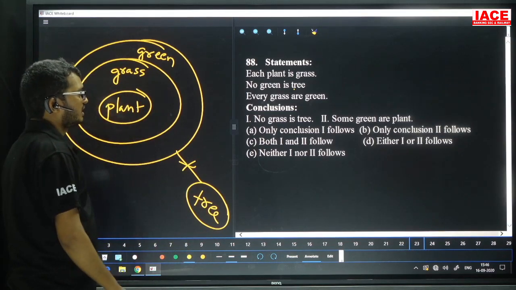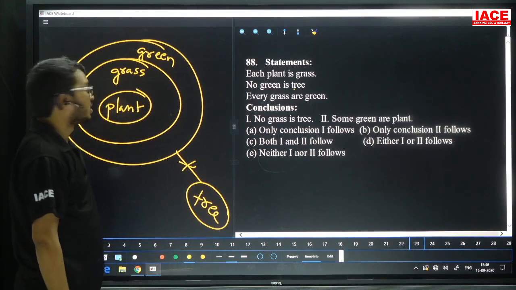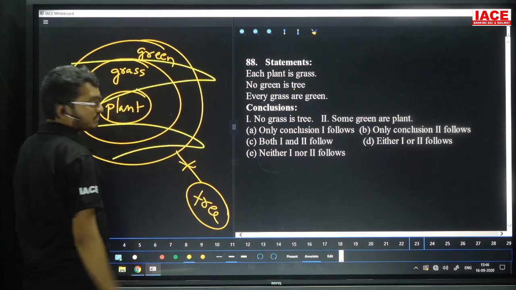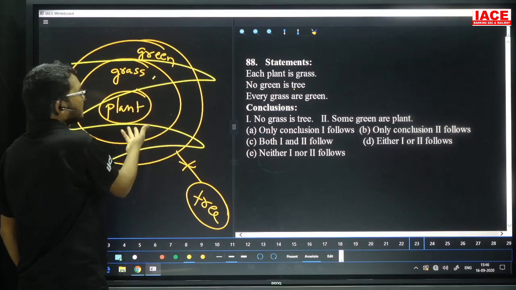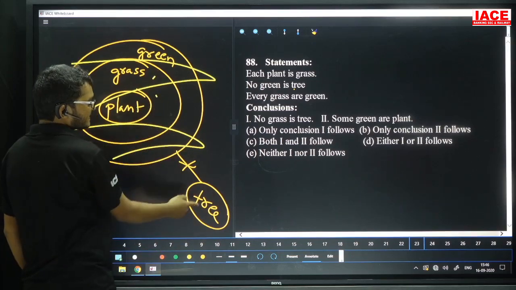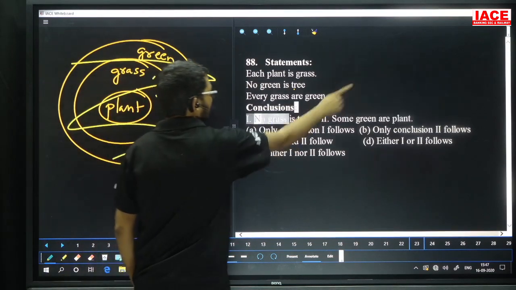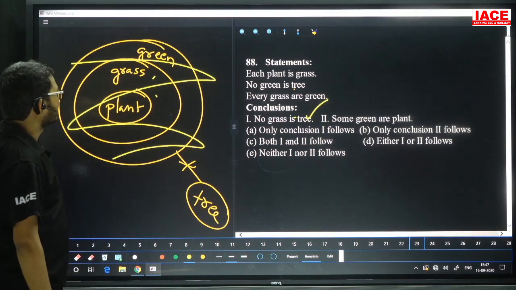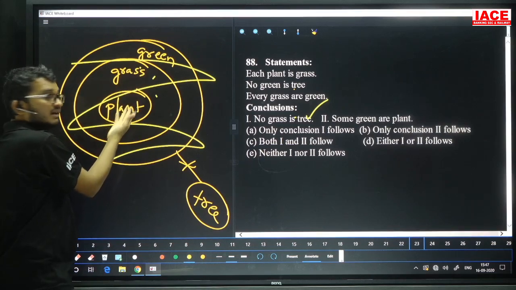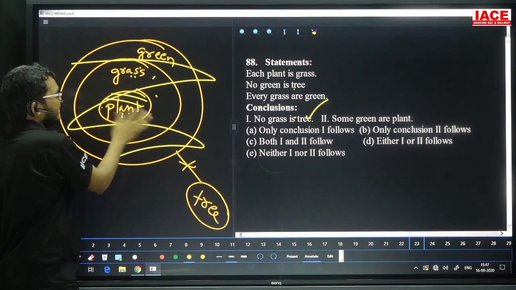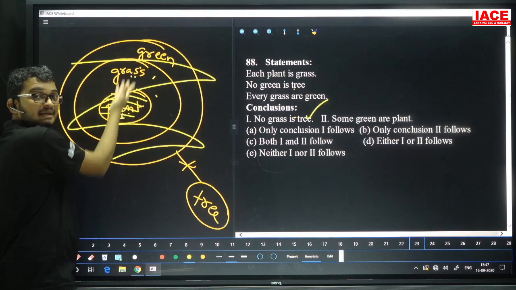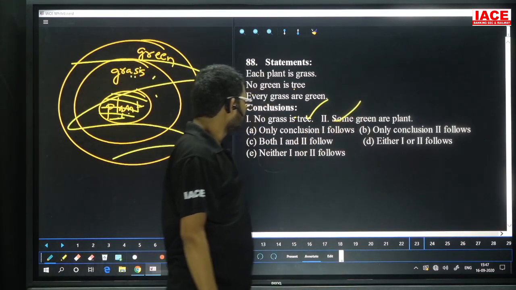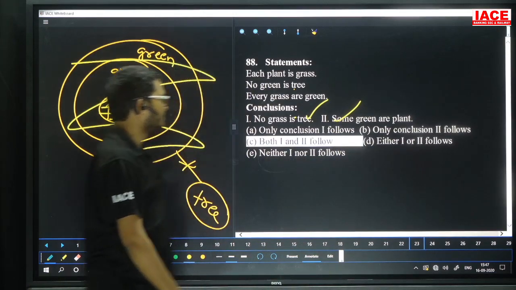Take first conclusion. No grass is a tree. Friends, here we know no green is a tree. No green is a tree means here grass and plant is inside. Then no grass is a tree. So first one is correct. Next one, some green are plant. Friends, in the entire boundary of green, plant is some part. Some part of green is a plant. So second one is also correct. Then answer is what? Both are correct, which means answer is option C.